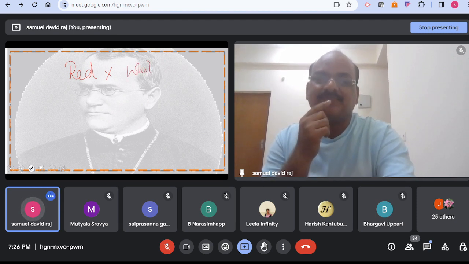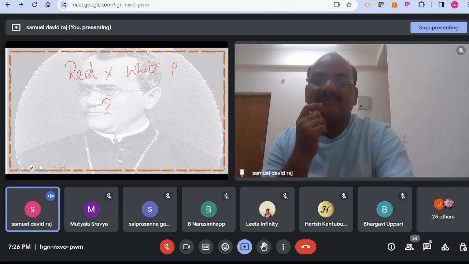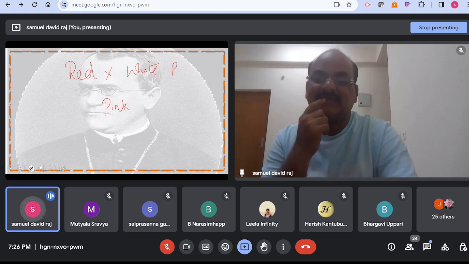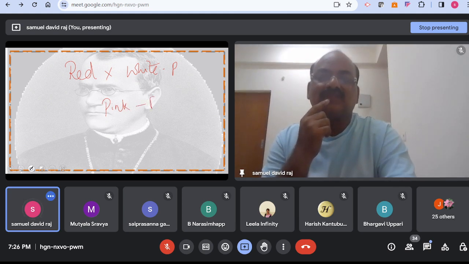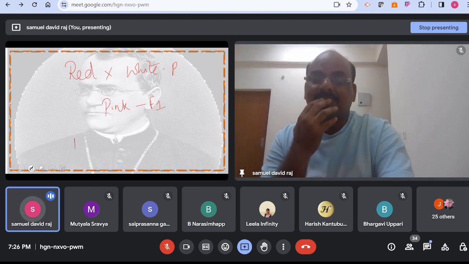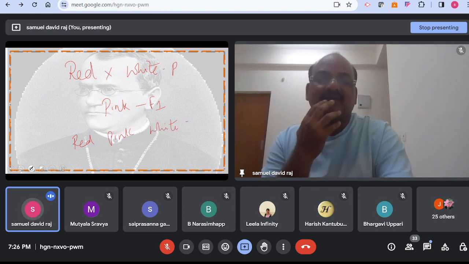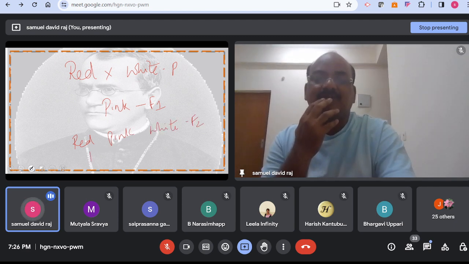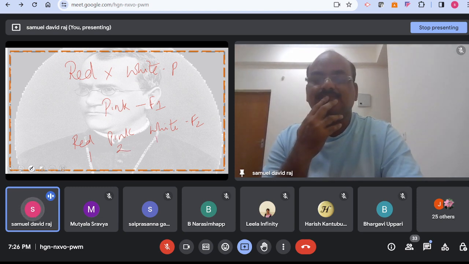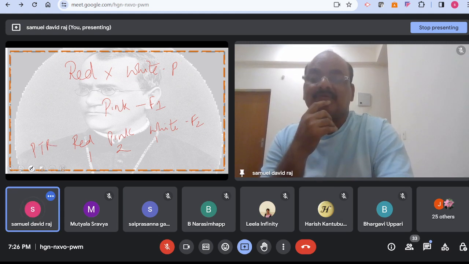one is red, the other is white in the parental generation. In the next generation, he got all flowers which are pink in color. And when the F1 individuals were intercrossed, what happened? The red, pink, and white characteristics in the F2 generation appeared in the ratio 1 is to 2 is to 1. And this is the phenotypic ratio.